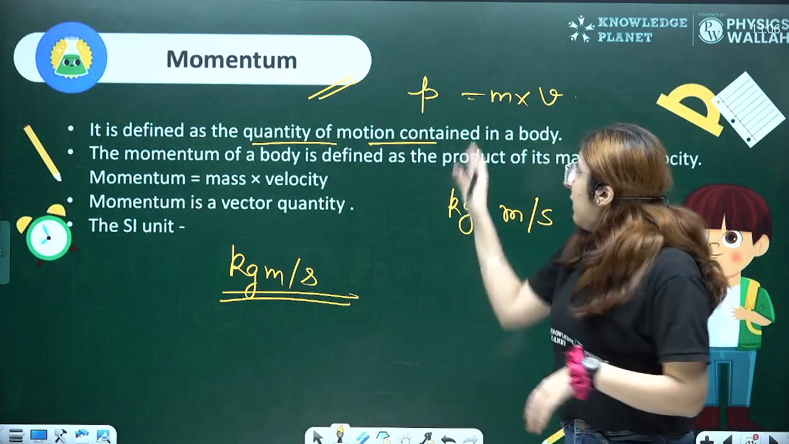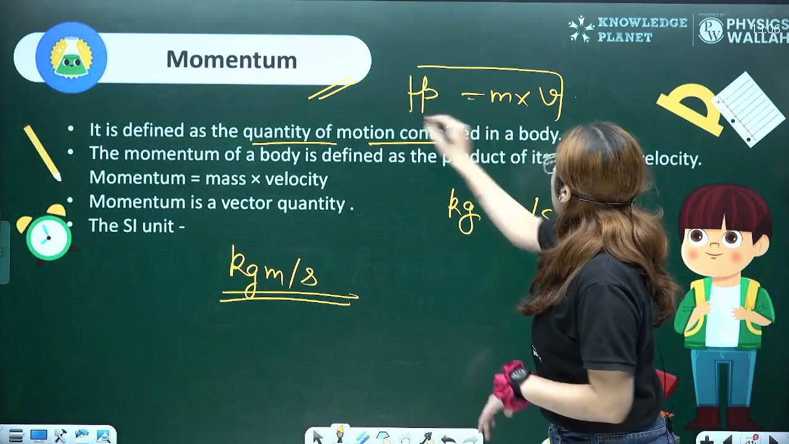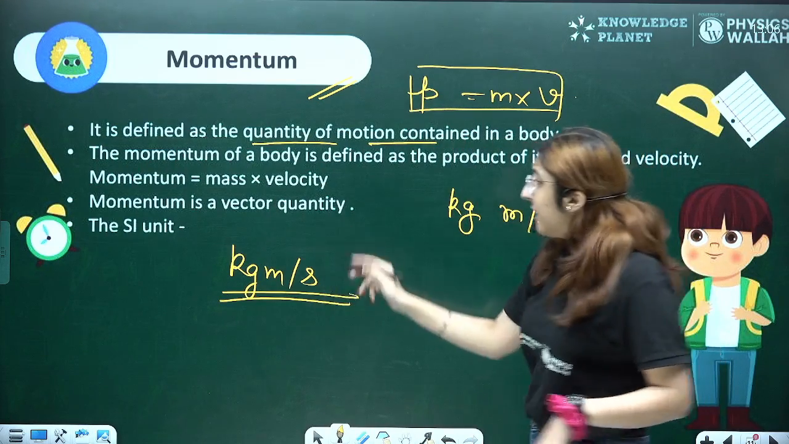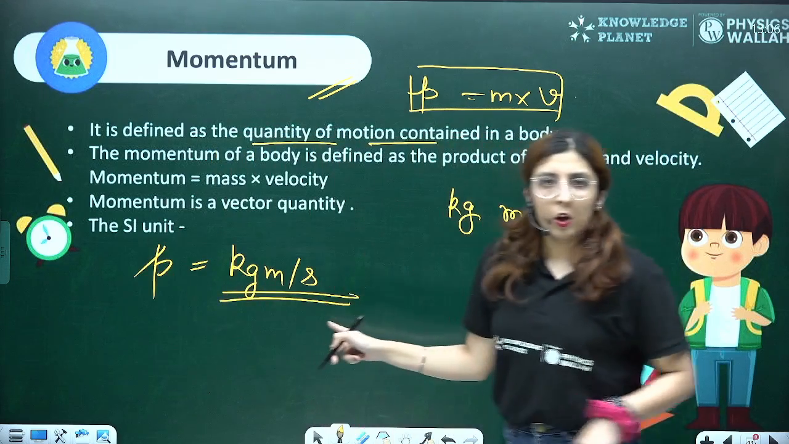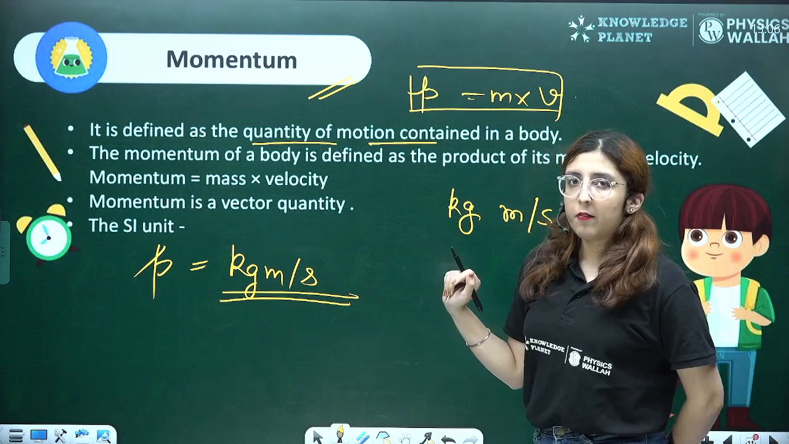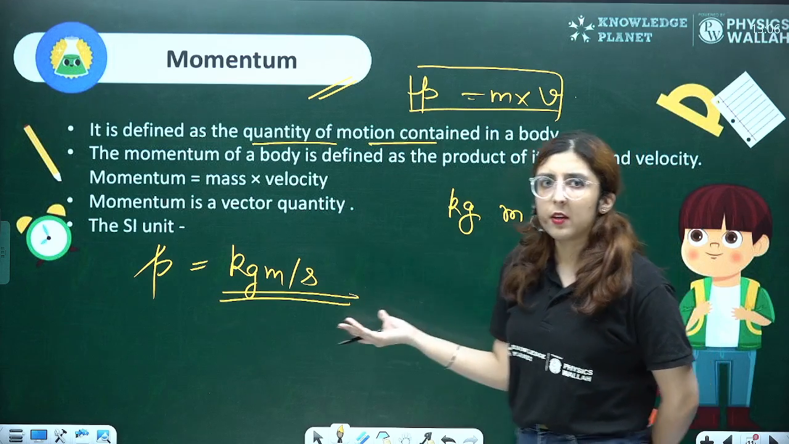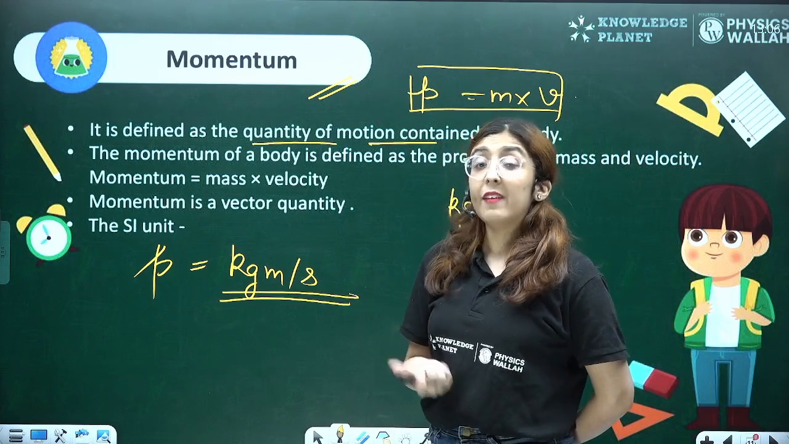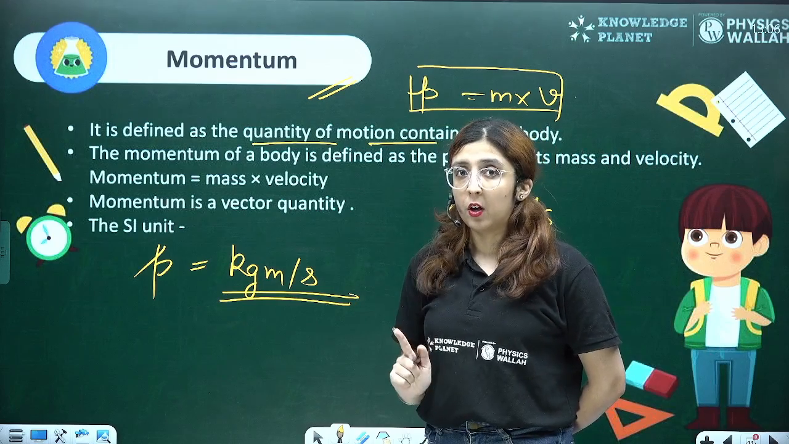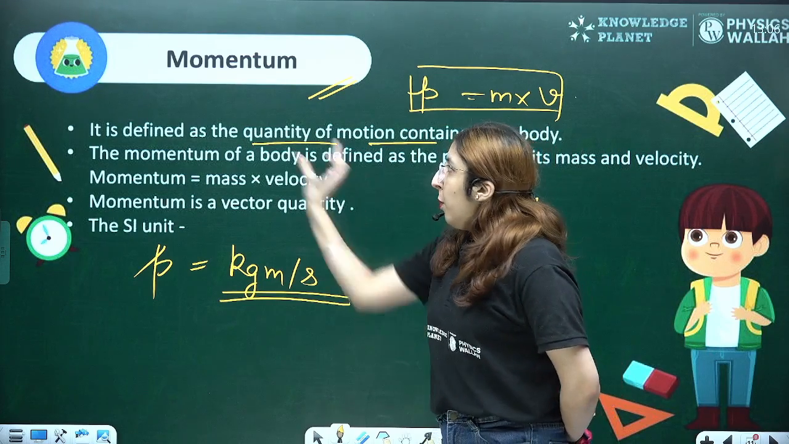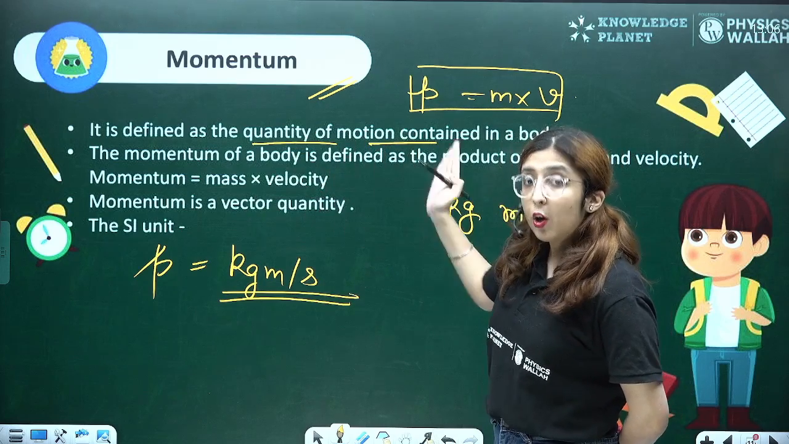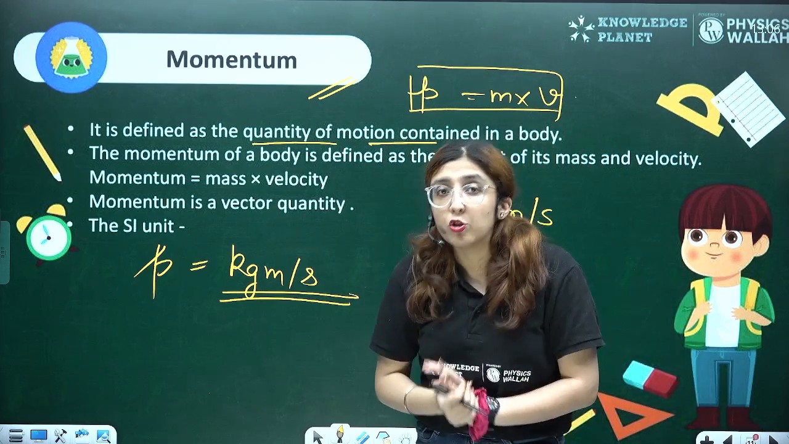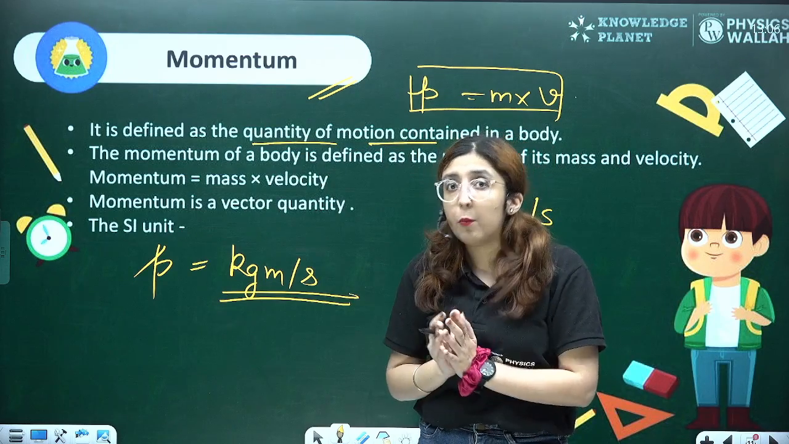Directly in the formula I am placing the SI unit of momentum. Now, in this case, velocity is there, so certainly you can say, ma'am, momentum will be a vector quantity, direction is important. All of you, have a look. Momentum is nothing but mass into velocity, the quantity of motion contained in a body.